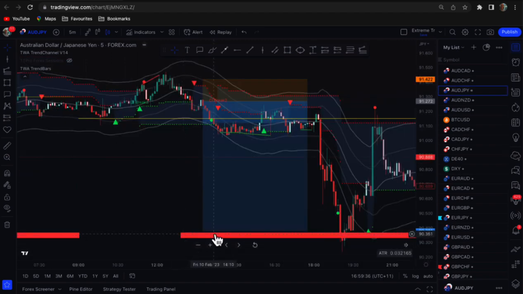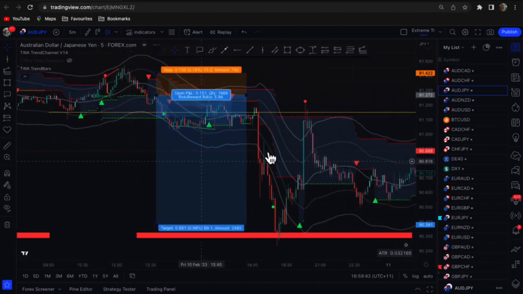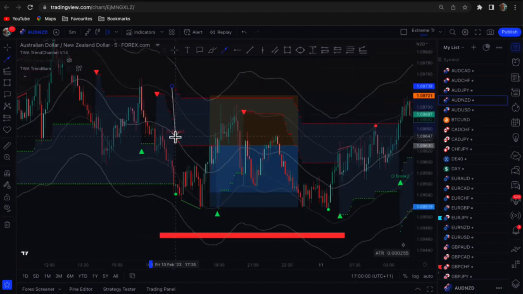Aussie yen, red bar paints under, red signal, we look for the retrace. There's your short. Look at the outcome. Aussie Kiwi. That's the signal. We're within the red bar. That's the signal. We're looking for the retrace back in.